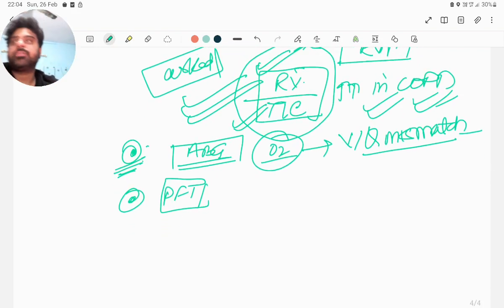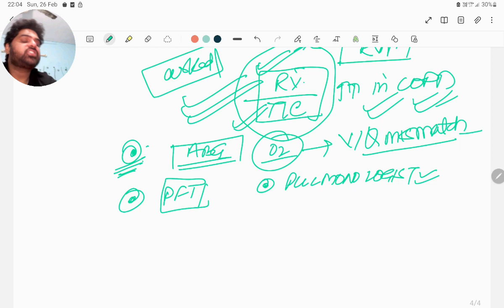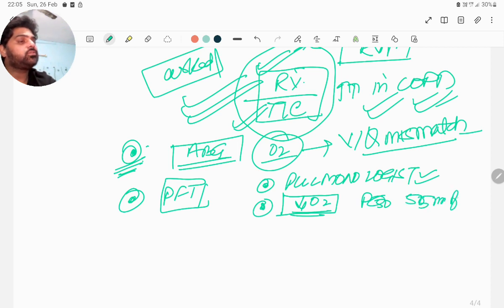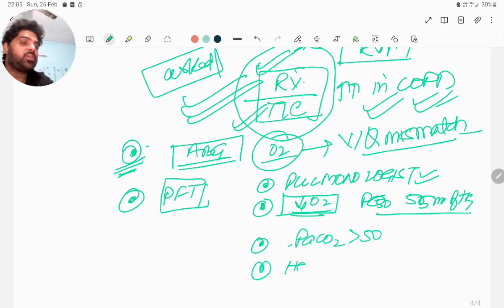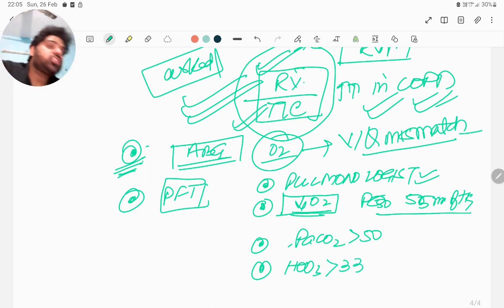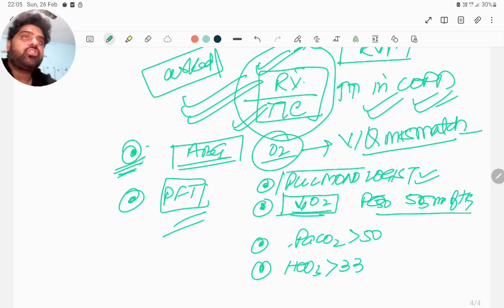Now, one thing I've told you about PFT: when will you order PFT in a patient of COPD preoperatively? There are certain criteria. First, if the pulmonologist has asked you to do so, if the pulmonologist says go for a PFT, then you should go for a PFT. Otherwise, if there is decreased oxygen, at what oxygen value will we go for it? It is 55 mm of Hg. Below 55 mm of Hg, we have to go for the PFT. Or if there is acidosis, that is PaCO2 more than 50 or bicarb more than 33. Please remember these values. The indication of PFT in COPD is a separate topic; I'm teaching you this here.